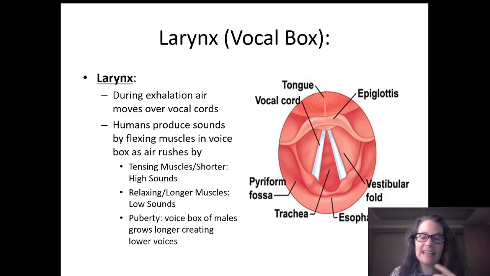We can even sing, either tensing the muscles around these cords, making them shorter so we can make really high sounds, or relaxing them so we can make low sounds, right? So we can change the shape of them and sing and create all kinds of sounds due to this particular larynx area.